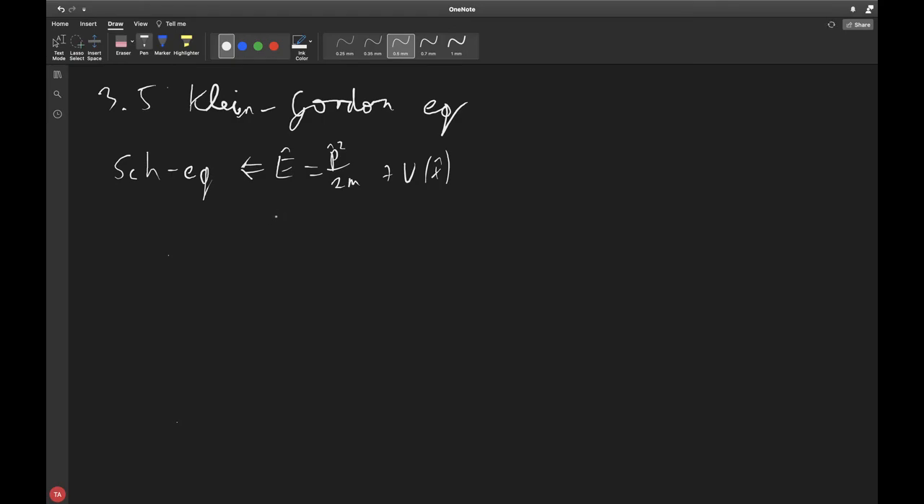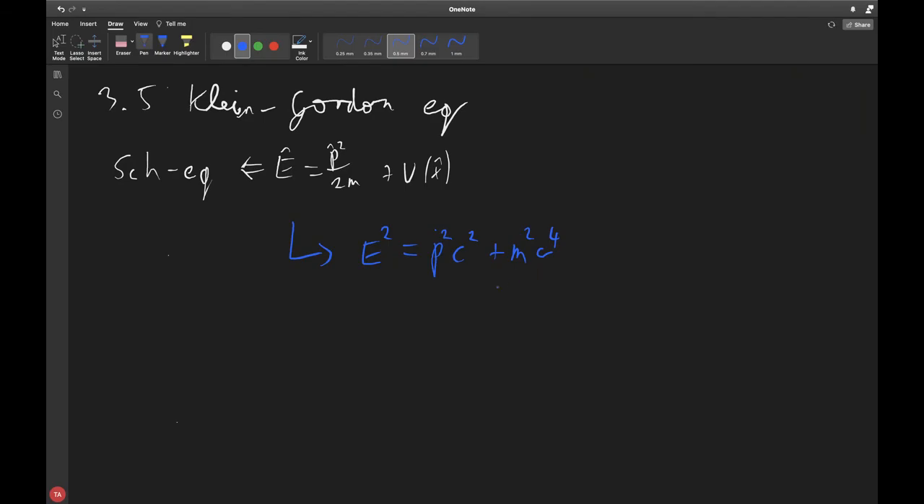So what's the big news when we moved to special relativity about the energy? It was that the energy is calculated using the Einstein formula of E squared equals p squared c squared plus m squared c to the power of 4.